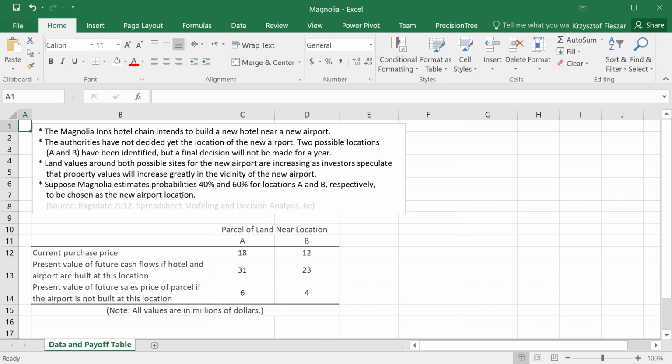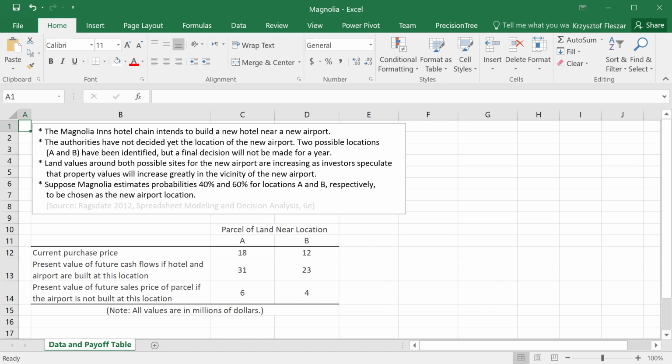All we know is that there are two possible locations and that the airport will certainly be built in one of those two locations, but the decision will not be made for some time. And land values around both possible locations for the new airport are increasing as investors speculate that property values will increase greatly in the vicinity of the new airport. For now, I'm going to ignore the last point, which is the one about probabilities.